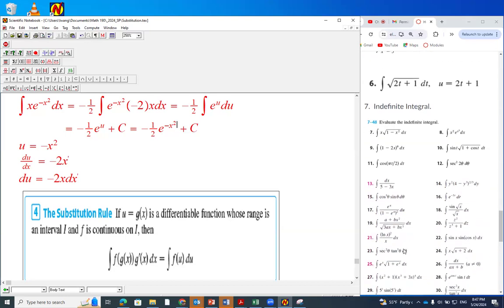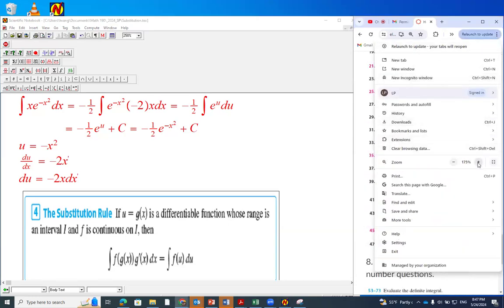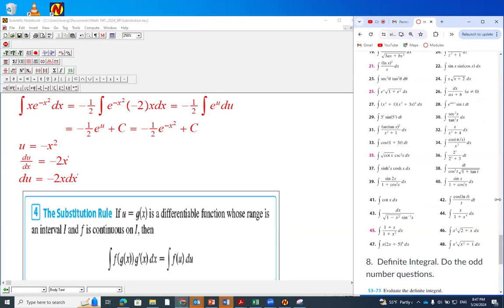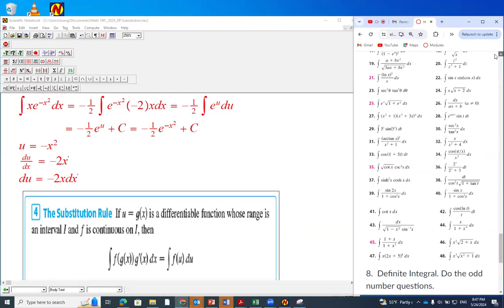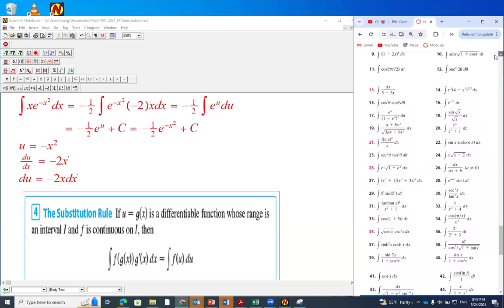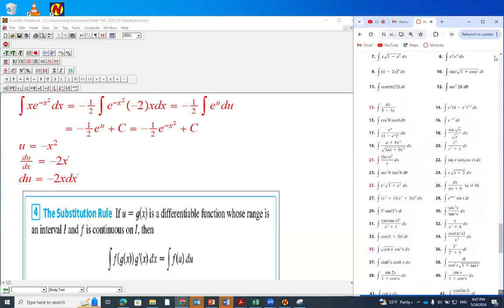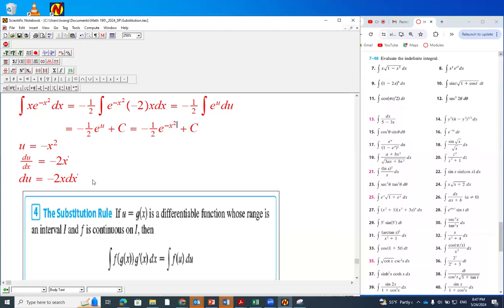And I'm going to move forward with some examples to work on the substitution method. Let me see if I can make the font a little bit larger. I'll be doing the odd numbers. You can see some of these are going to turn out to be easy, but this is a technique you must learn how to do for your next course. And besides, I will be putting some questions like this on the exam, so you have to work it.